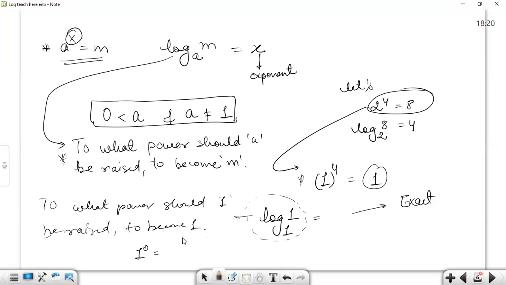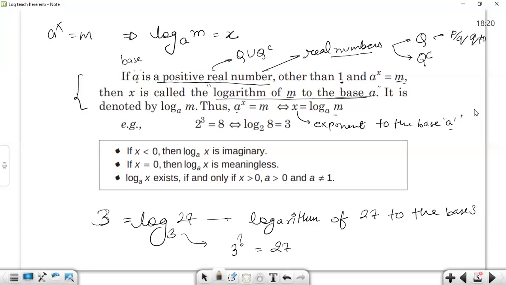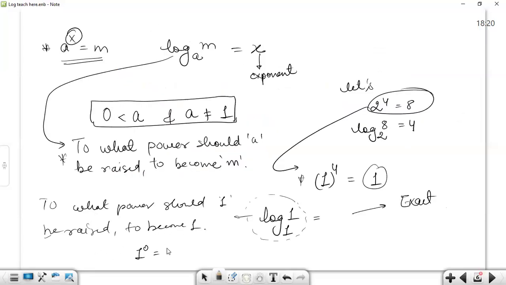Which is 1. Yeah, so what is 1 raised to power 0? 1. What is 1 raised to power 1? 1. What is 1 raised to power 2? 1. What is 1 raised to power 3? 1. So 1 raised to power n will become 1 for all n belonging to real numbers. Sorry, my bad. Integers.